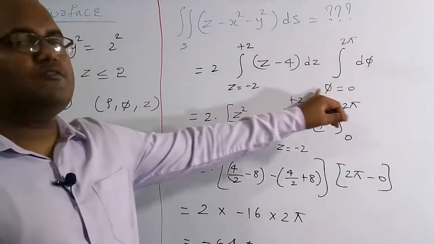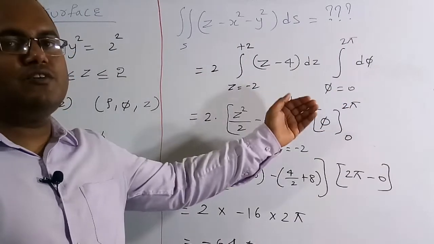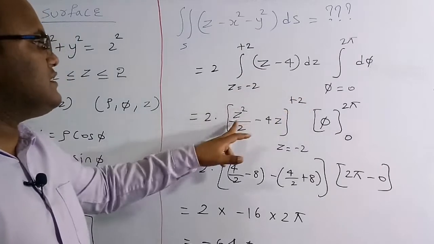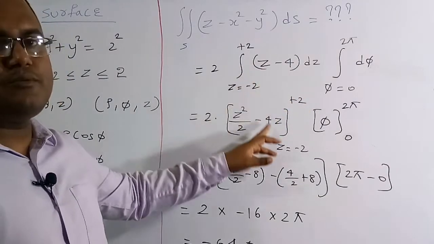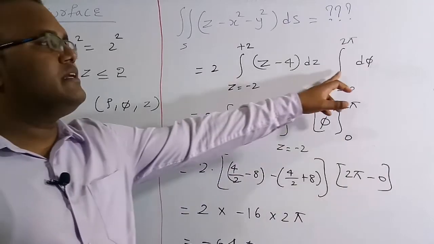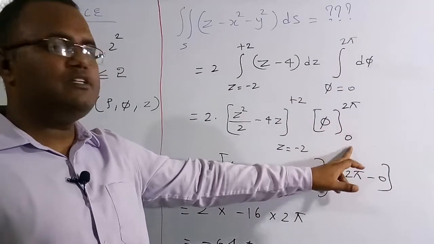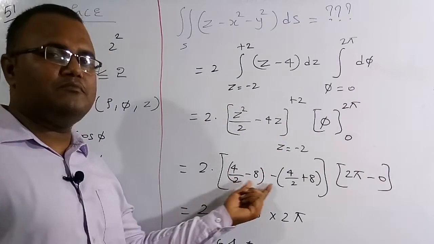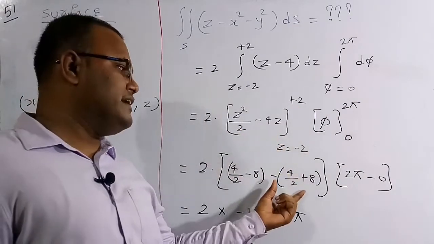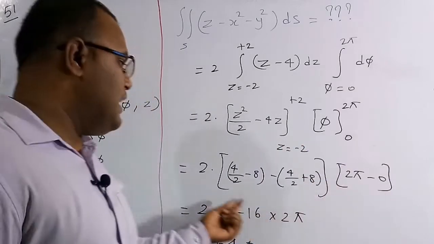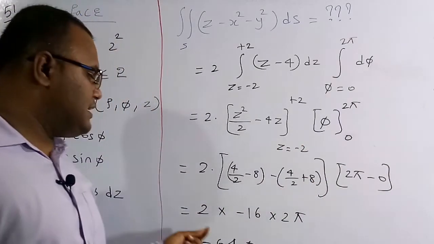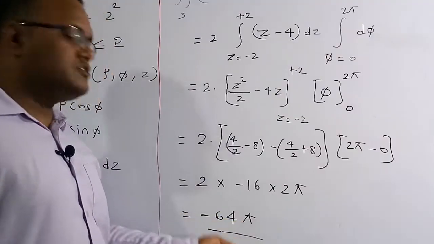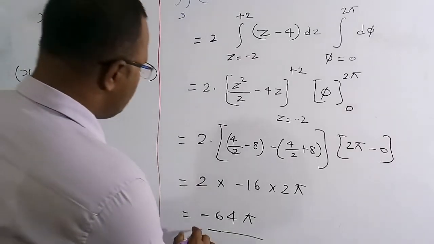So this is the equation we have got. Now we have to do the integration of this to get the solution. So here the integration of (z minus 4) with respect to z is z square by 2 minus 4z, and you have to substitute the upper limit and lower limit. And similarly the integration of d phi is again phi, you have to go from 0 to 2 pi, substituting the limits. So 2 into, if you substitute the upper limit, we are going to get this term, minus, if you substitute the lower limit, we are going to get this term, into 2 pi minus 0. And if you do the simplification, we are going to get 2 into minus 16 into 2 pi. So 2 into minus 16 into 2 pi is minus 64 pi. So therefore this is the correct solution of this question.